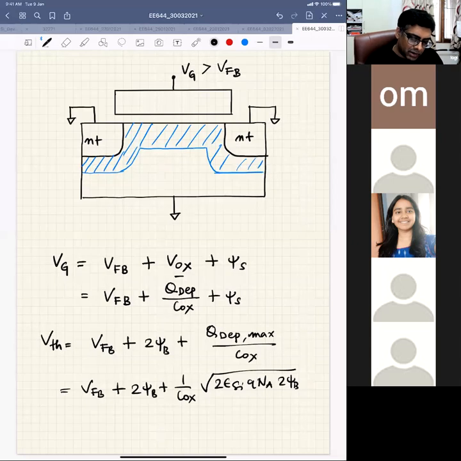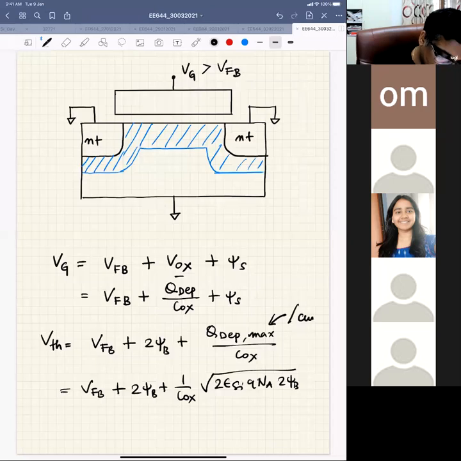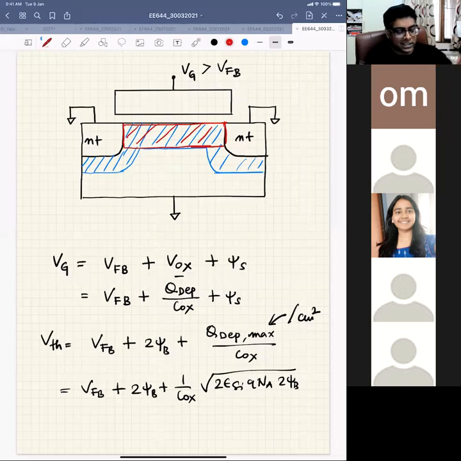When you're talking about depletion charge, please note the unit of depletion charge is per centimeter square. We are talking about the charge below the gate. Basically, we are talking about this area, so the total charge in this area is q times Na times WD. This is the depletion width, and this is the total charge.